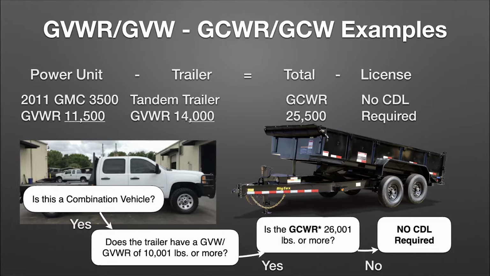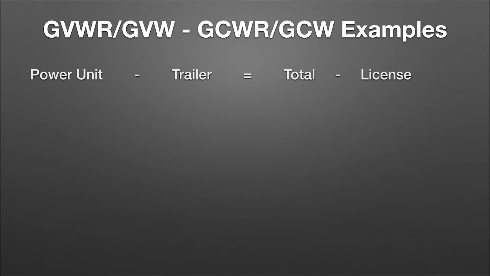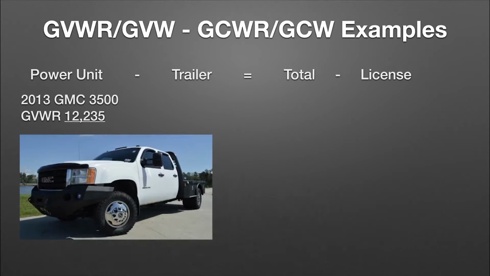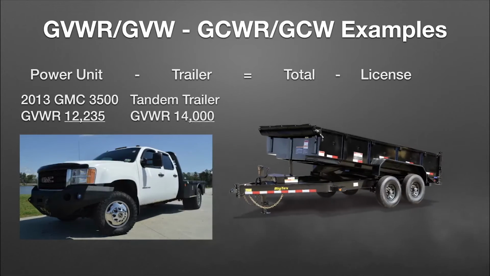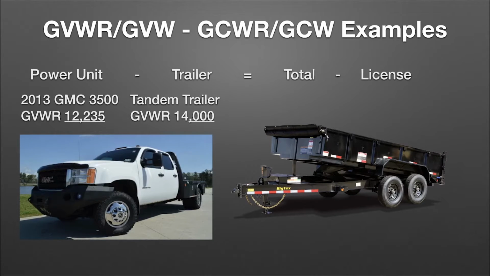However, in 2013, GMC made a change to their VINs, and these 3500 trucks now became 12,235 pounds. It's practically the exact same truck, just different by a couple years. Okay, now this 2013 3500, 12,235 pounds, hooks up to that exact same trailer. Now that trailer is rated right at 14,000 pounds, just like what we saw before, but now we have a combination weight rating of 26,235 pounds.